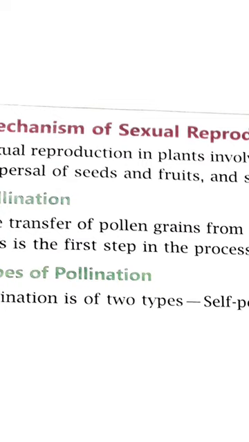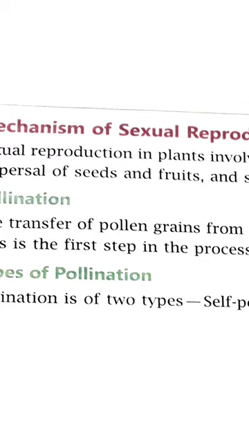Sexual reproduction mechanism is very simple. Sexual reproduction in plants involves pollination, fertilization, formation of seeds and fruits, and dispersal of seeds and fruits, and again the seed germination, and again the formation of new plants. Pollination, fertilization, and this process will just keep on going in this universe.